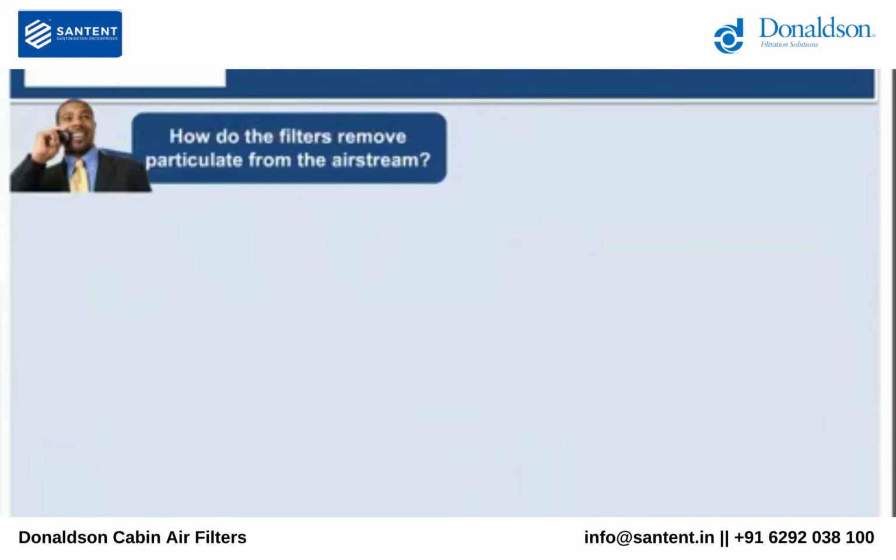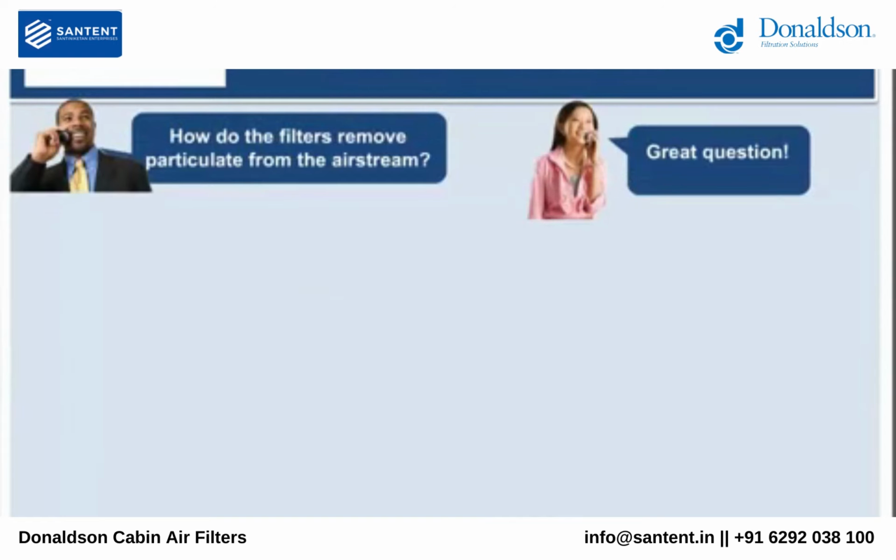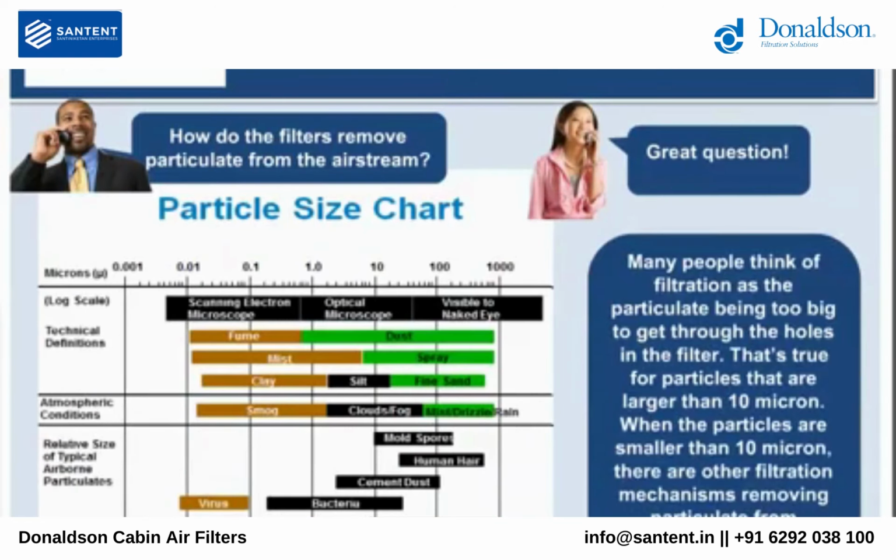How do the filters remove particulate from the airstream? Great question. Many people think of filtration as the particulate being too big to get through the holes in the filter. That's true for particles that are larger than 10 micron. When the particles are smaller than 10 micron, there are other filtration mechanisms removing particulate from the airstream.